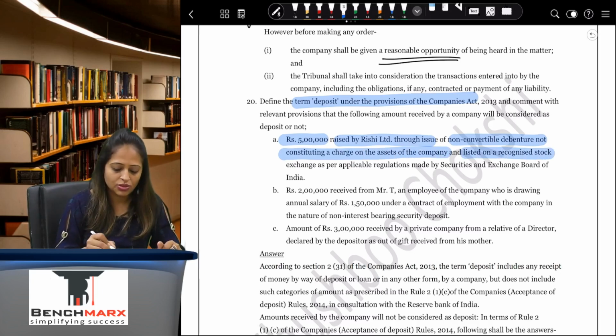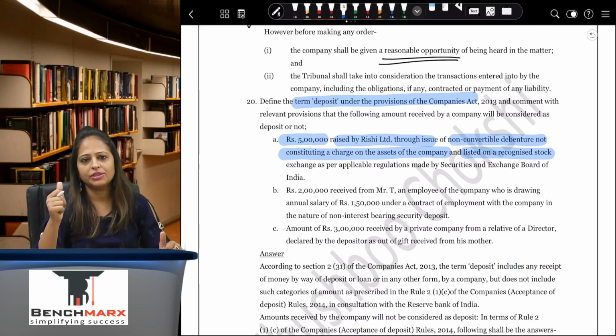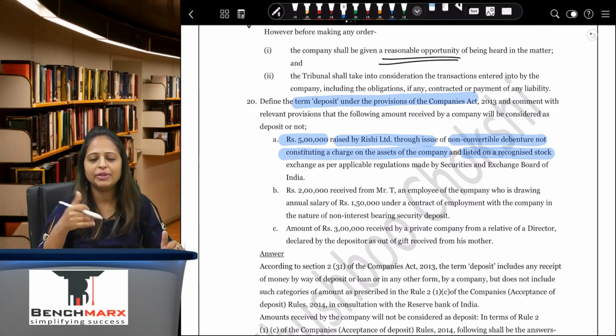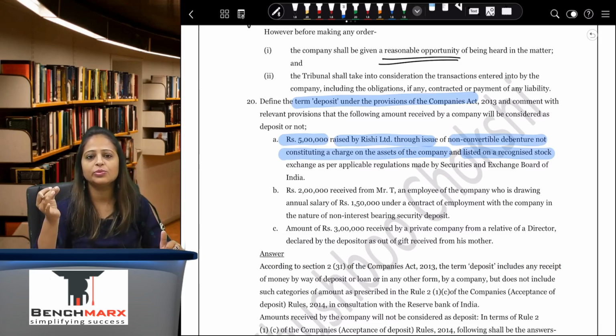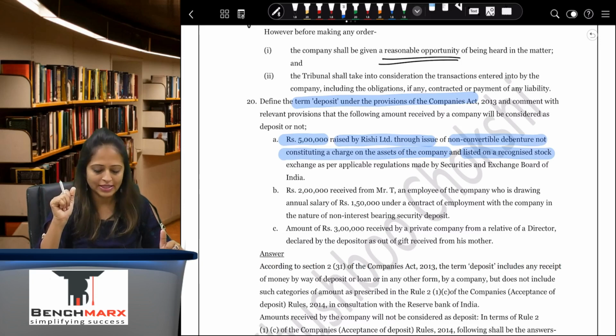And the second, these non-convertible debentures raising a charge on the company and listed on a stock exchange is something which is, what do you think, not a deposit, correct? So it's not covered, it's covered under the exceptions of rule 2(1)(c).